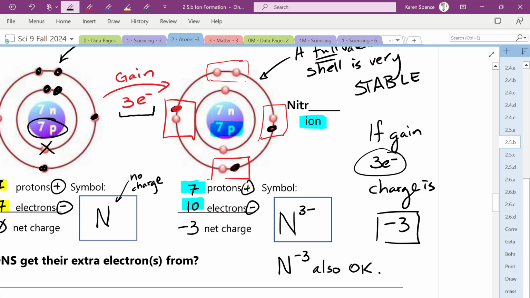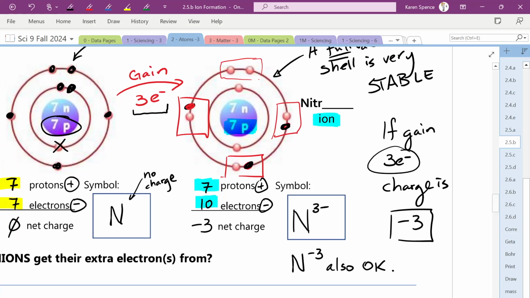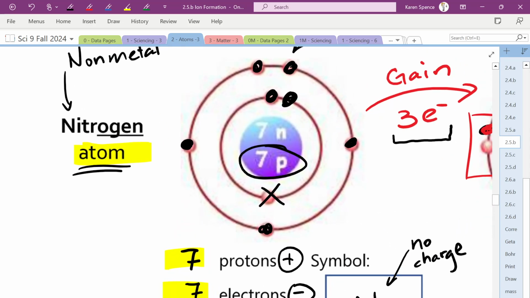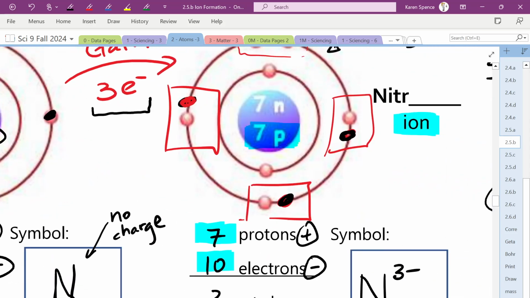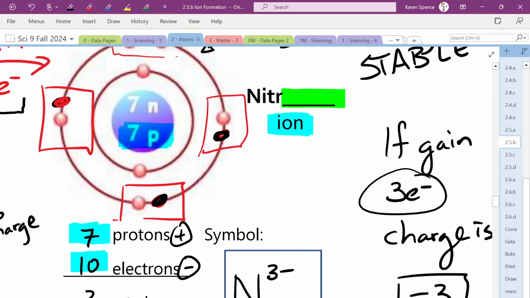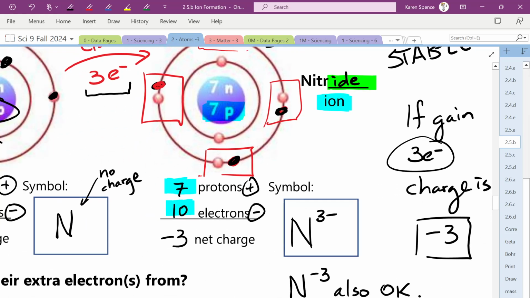Now, anions are special because they change their name. No longer do we call it nitrogen. We change the ending to nitride. Okay, so we now have a nitride ion, and that right there is our nitride ion. So that's a little review of formation of anions.